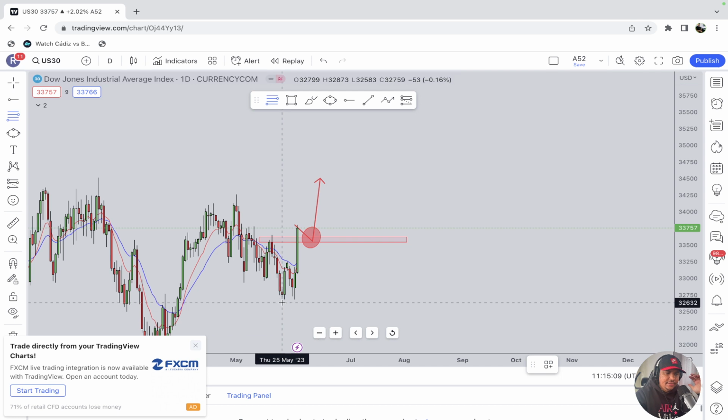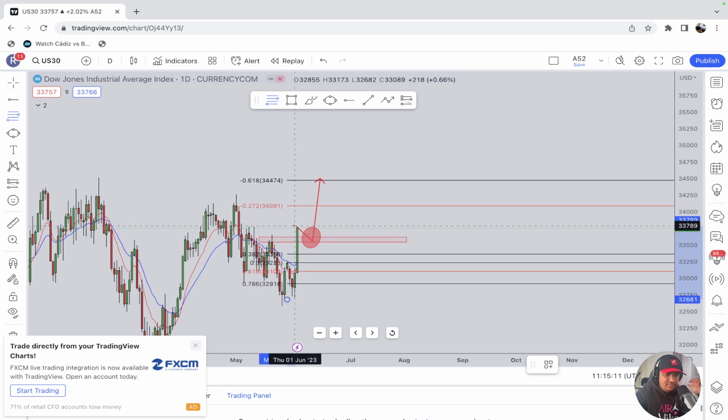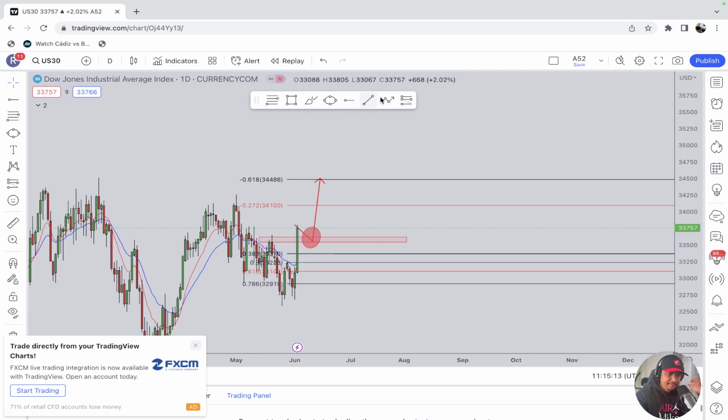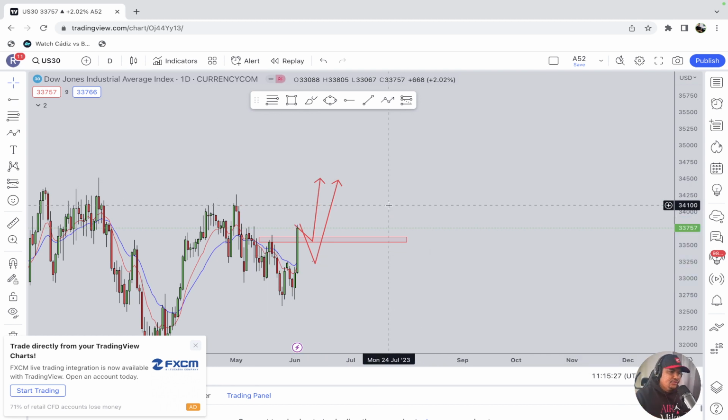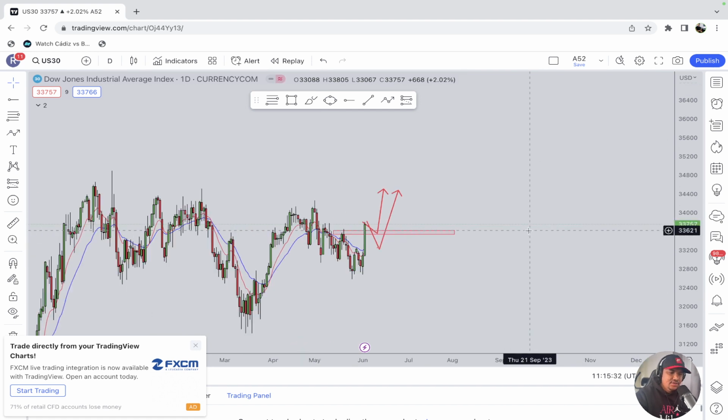Also, if you take your Fibonacci from the low to the high over here, there is a possibility that the market can come a little bit lower to hit that 50% level before continuing higher as well. As I always say, make sure that you have a set of rules that you do follow. Make sure that you do apply them properly there as well.